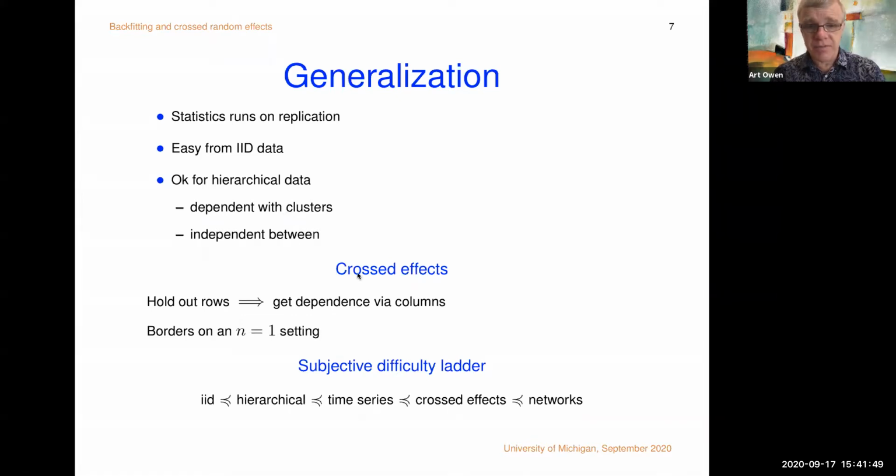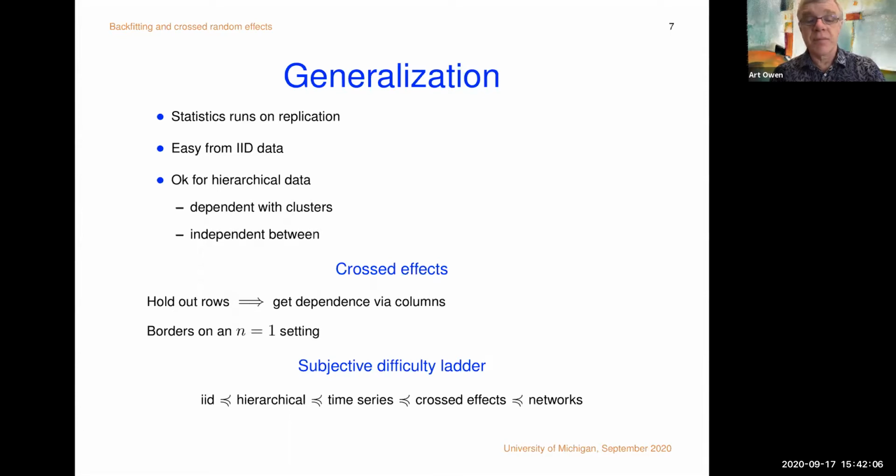What if you do crossed effects? If I hold out, like, the last 10 rows, they're correlated with my hold-in data because they share columns. If there's some effect that's in a column, it correlates my holdout with my hold-in.